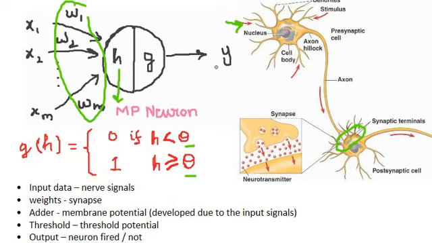And the output produced here, that is 0 or 1, can be related to two states. 0 means that the neuron didn't fire, that is, the nerve signal which is received by this neuron is not passed on to the other neuron. And when the output is 1, this can be related to the state when the neuron takes in the input signal and passes on the nerve signal to the next neuron.